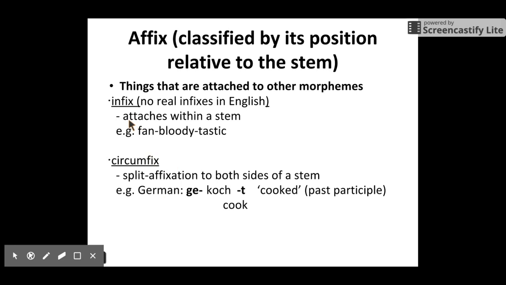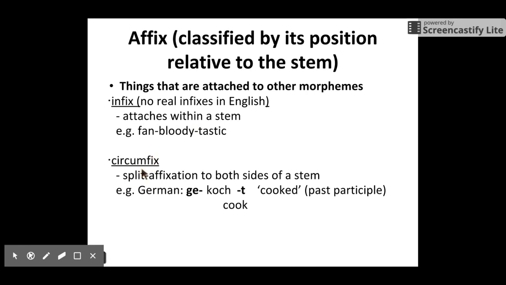The first one is infix. We do not have a real infix in English, but we have a close one. An infix attaches within a stem. It goes into the middle of a word. For example, the closest one is this guy, bloody. So we can have fantastic, and then we have fan-bloody-tastic, right? So it goes into the middle of a word. This is called the infix.